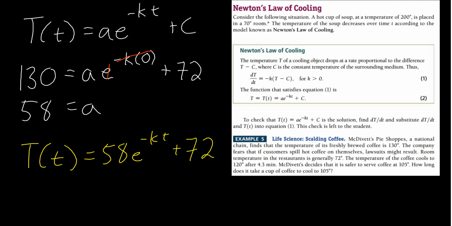Okay, so now we're going to have to find out what k is. So once we found A, now we have to find k. In this particular case we have three unknowns: big T, little t, and k. So let's go ahead and put this on the next page, and we'll resume from there.